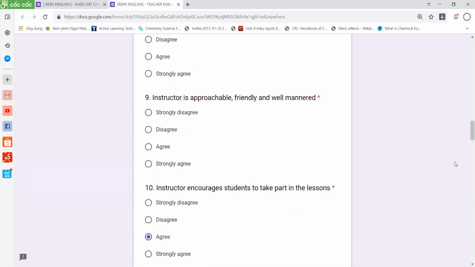Next, instructor encourages students to take part in the lesson. Well, because you will be friendly, approachable and well mannered, it's really important to encourage students to take part in the lesson.